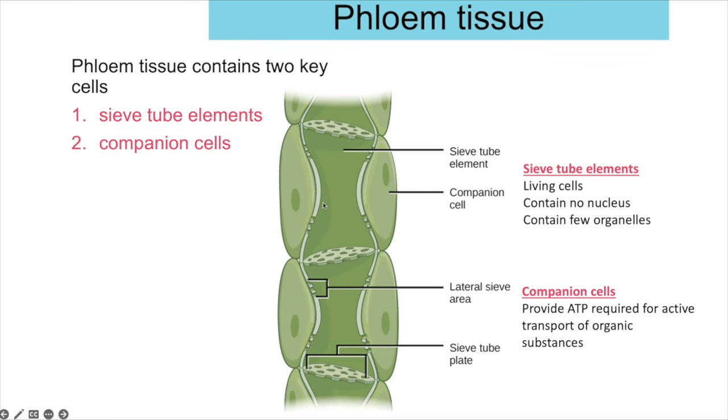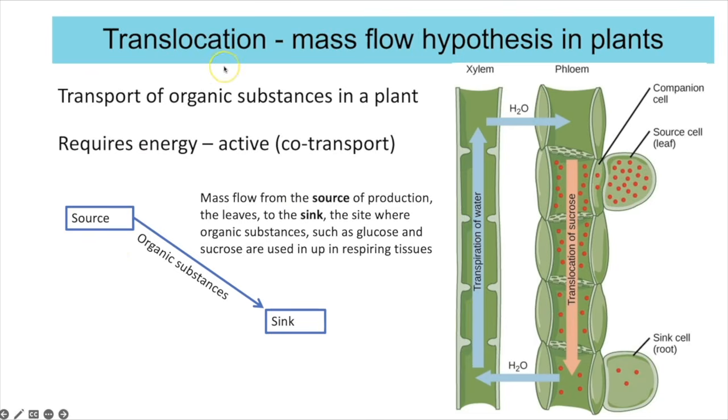So this takes us back to what we were talking about in terms of the phloem tissue, which we mentioned earlier, those sieve tube elements and the companion cells, which are involved in this mass transport of the organic substances. Translocation is the term that we use to explain how organic substances are transported in a plant. And this is an active process, meaning it requires energy.